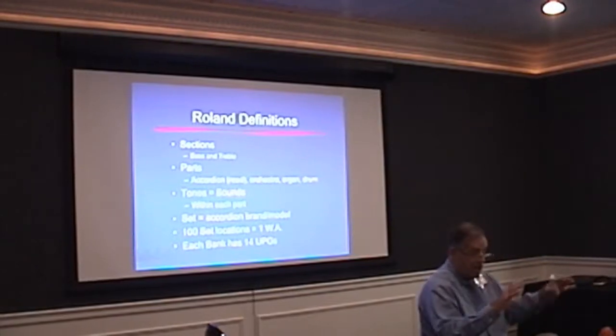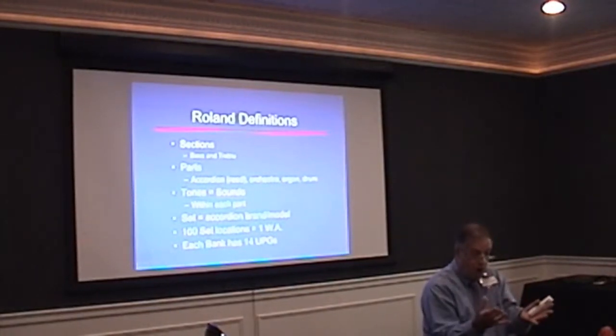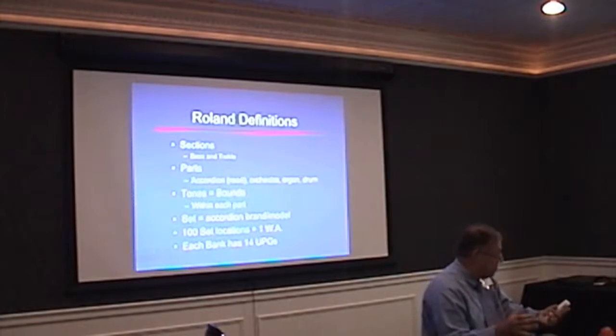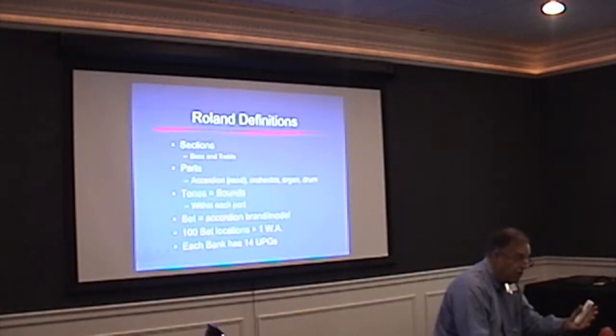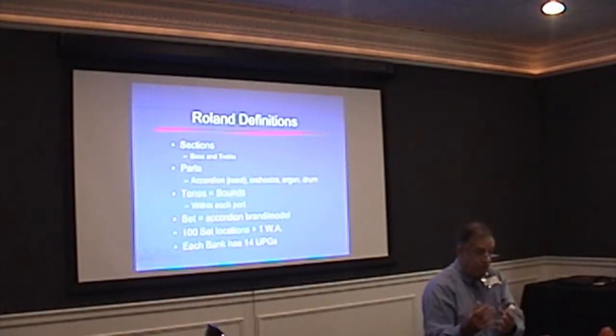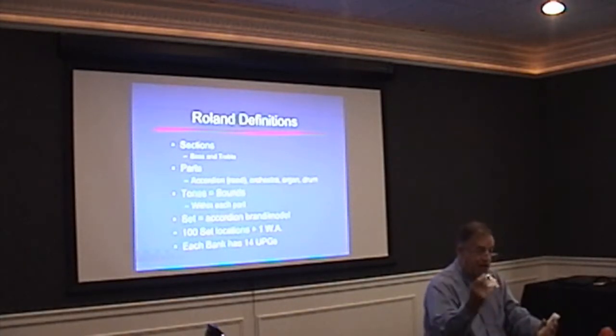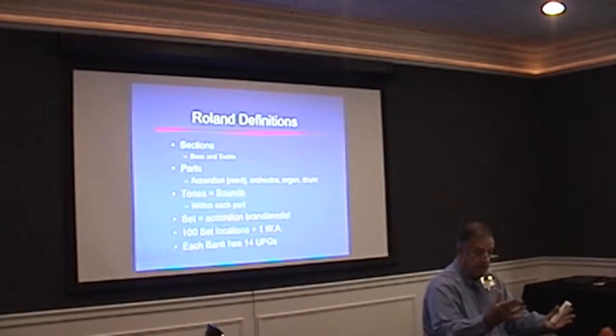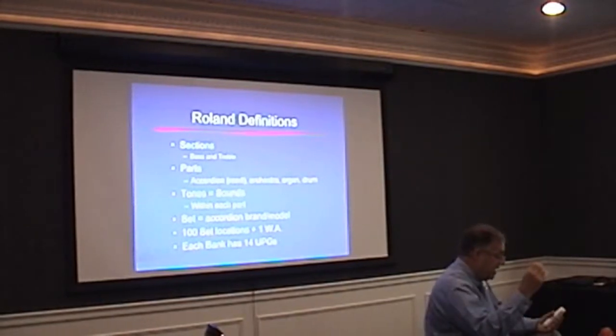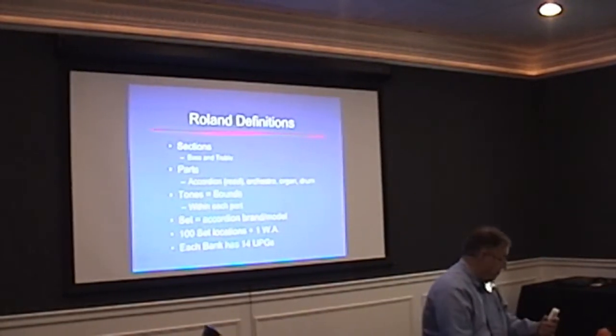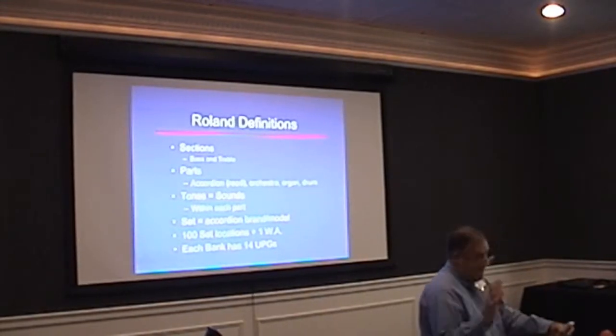Okay? And then we have orchestral, the orchestral part, of which has a whole bunch of tones. We'll talk about that in a minute. Organ, and we have drum. Now, the word tone is the particular sound. So a particular sound might be alto sax. Fair enough? Okay. Or it might be a particular organ. Fine. And then we have sets.